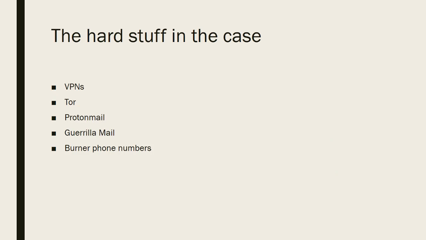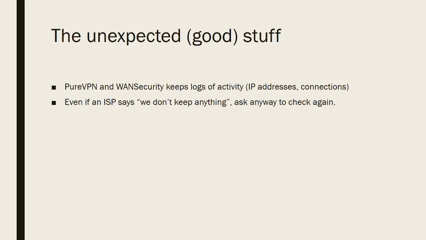So the hard stuff in this case were the VPNs, obviously. And I say VPNs because a VPN is typically pretty good about protecting your identity and what you're doing on the internet. But in this particular case, the VPNs gave away the access logs. So it didn't really work that good for the suspect, but it still takes time and effort to grab. Tor was used, Proton Mail, Gorilla Mail, some burner phone numbers, and a lot of online things such as online texting, online burner phone numbers, that sort of thing.